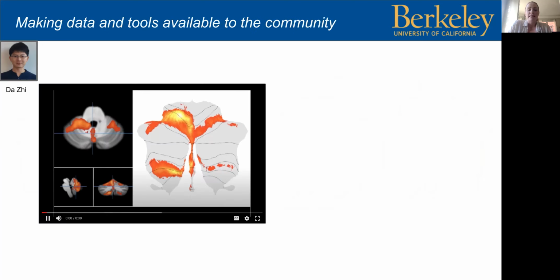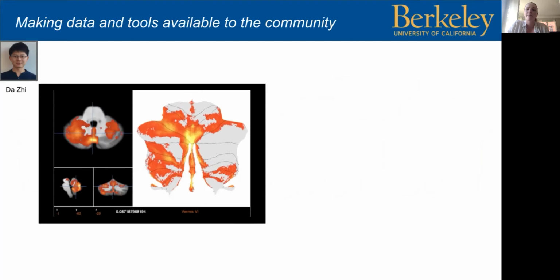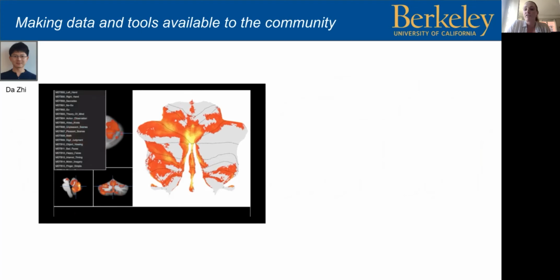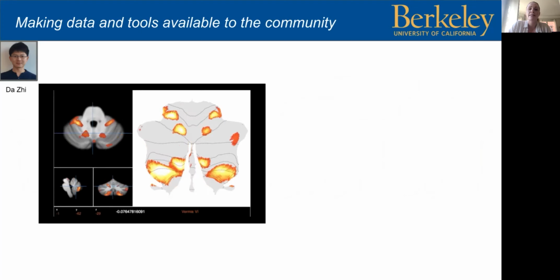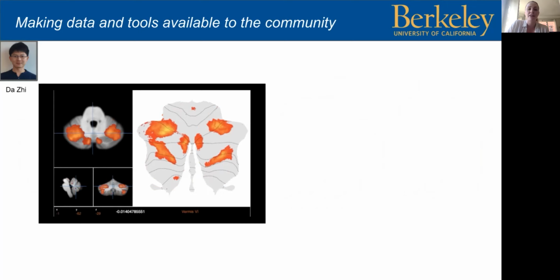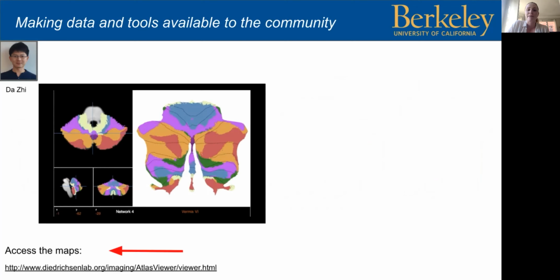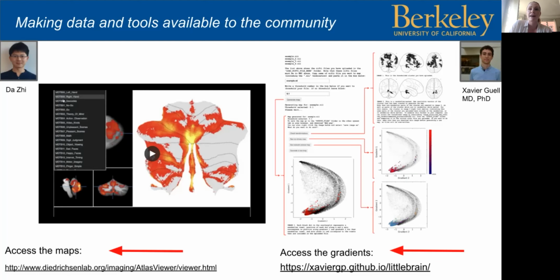And finally, making these maps and these gradients available is an important step in advancing the field of cerebellar neuroimaging, because they provide a useful guide in designing studies to test specific functional hypotheses, as well as facilitating new ways to interpret cerebellar activation. So here you can see a brain viewer has been created for visualization of task maps and parcellations, and you can scroll through each of these different maps. You can also download them for your own research. And then the functional gradients have also been made available for viewing in an interactive fashion, and they can be accessed here.